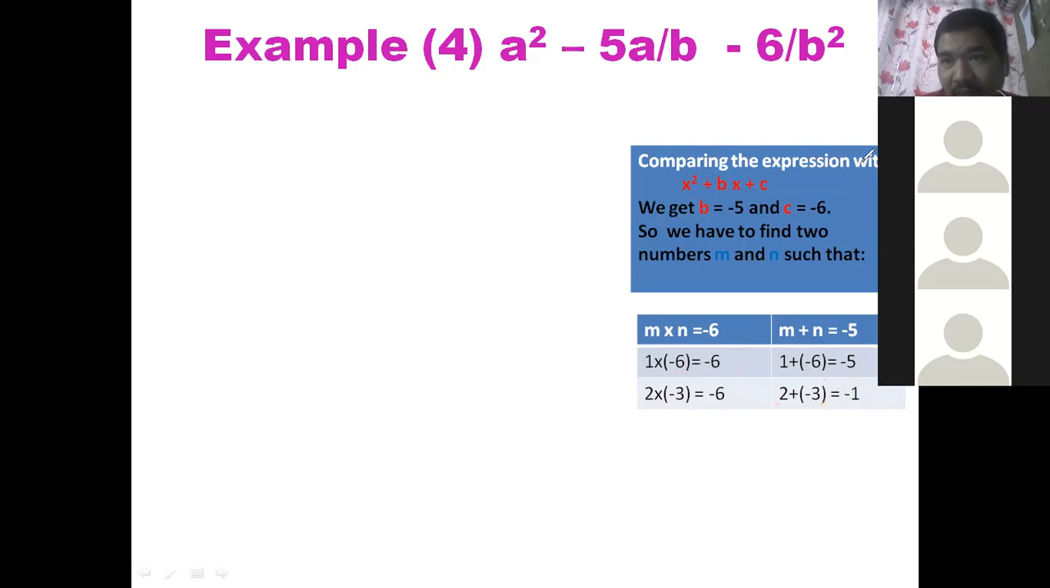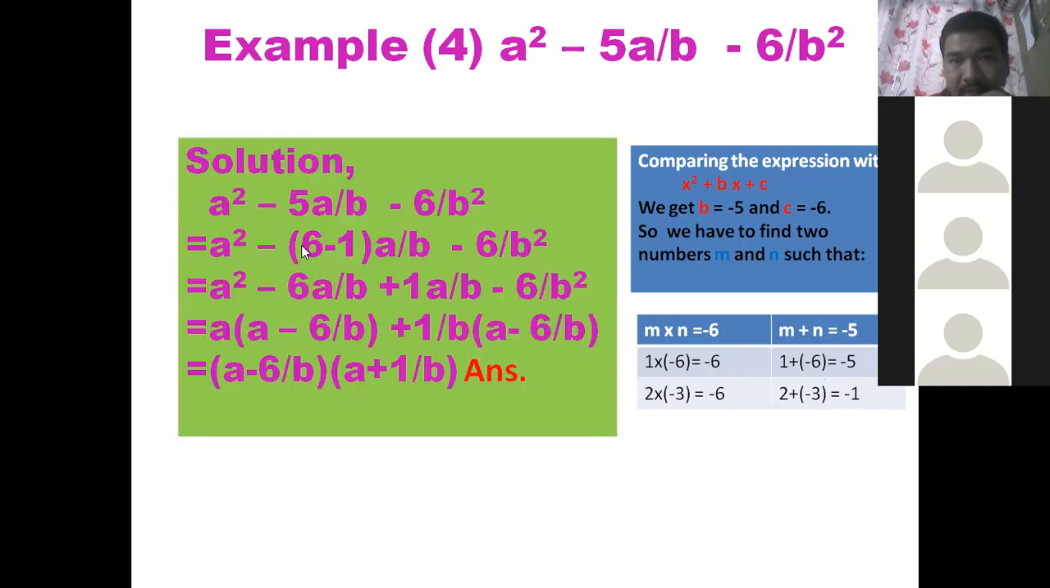Okay, then we have to put there, look here, I am showing you one step more. It will be like this here. Minus 6 and plus 1. Okay, if you take common, then it will be left a minus 6 by b. Here also left plus 1 by b. Then a minus 6 by b common, a plus 1 by b is left there. Okay, Celine? Okay, sir. In place of 5 we write 6 minus 1 in bracket.